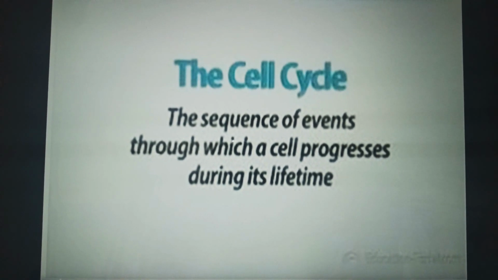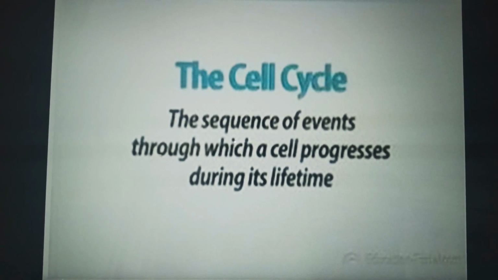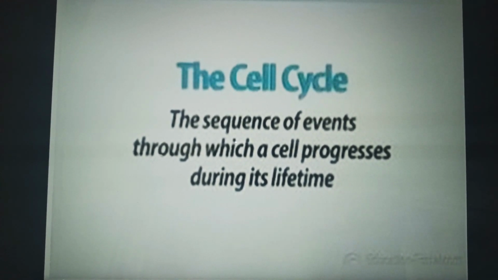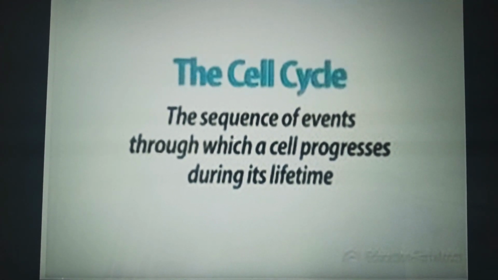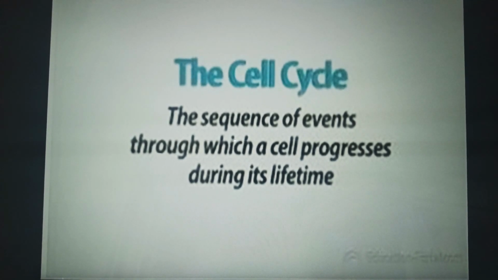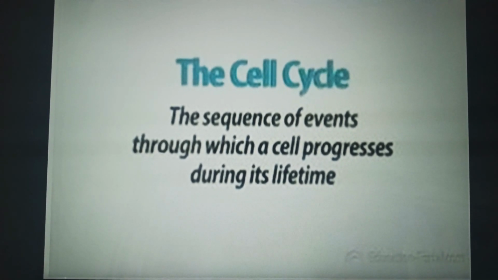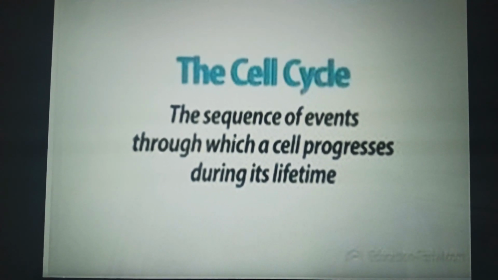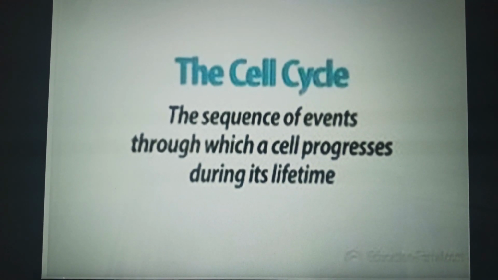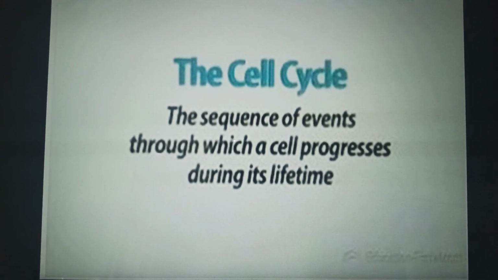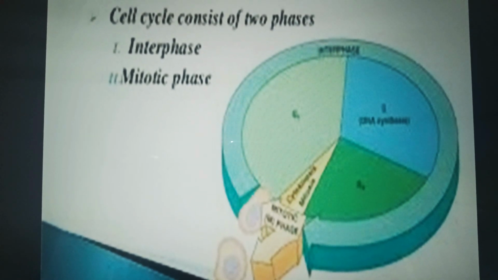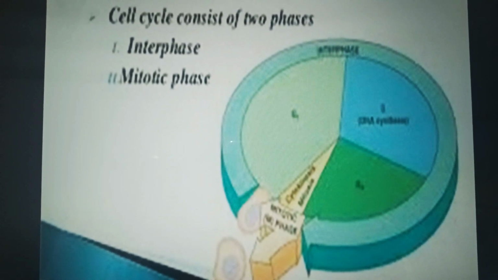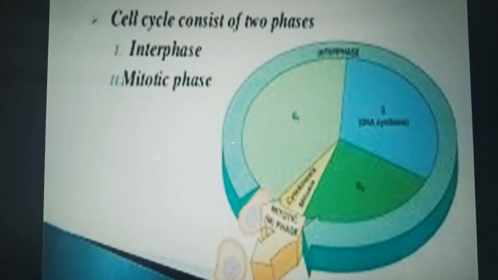Students, in this lesson I will discuss the cell cycle and the phases of the cell cycle. So, the cell cycle is the series of events from the time a cell is produced until it completes mitosis and produces new cells. The sequence of events through which a cell progresses during its lifetime is the cell cycle. The cell cycle consists of two major phases, interphase and mitotic phase.